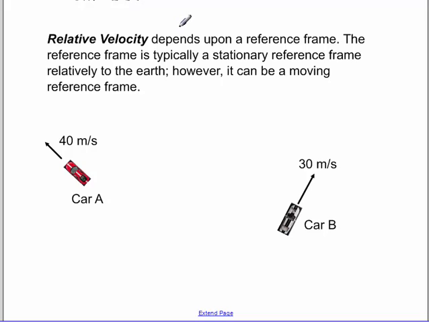Relative velocity is going to depend upon some type of reference frame. The reference frame is typically a stationary reference frame relative to the Earth. However, it can be a moving frame.